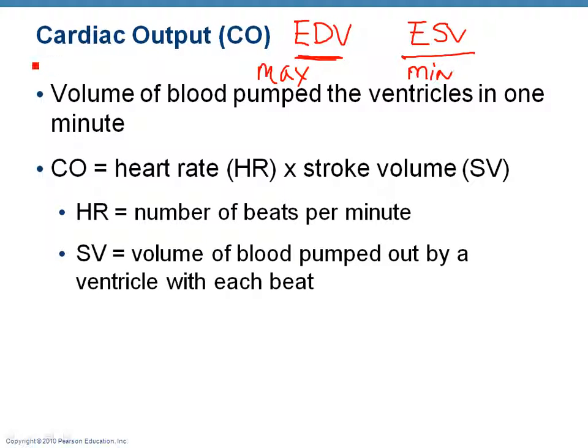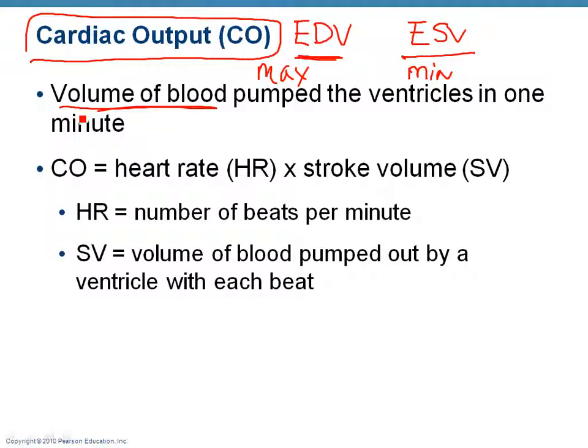Okay, so what is cardiac output? Cardiac output is a numerical value. It is a measurement of the volume of blood that is actually pumped out of your ventricles every minute. Okay, this is kind of an important number. And how do we calculate it? There's a way to calculate this.